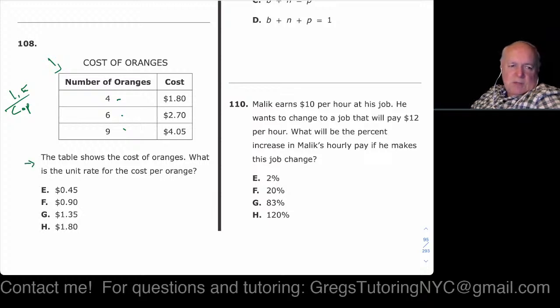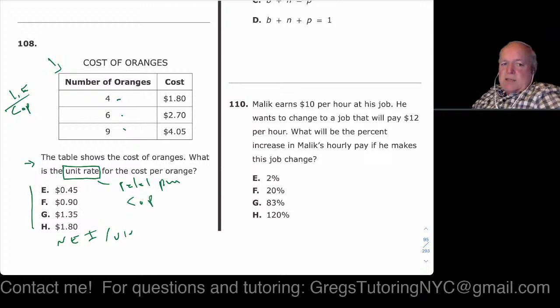The table shows the cost of oranges. What is the unit rate for the cost per orange? So there's a value in all the choices, and no choice says not enough information, or undefined. So that means because it told us unit rate, this is about a relational proportion or the constant of proportionality. They're telling us that, right? That's what unit rate means. There's going to be a constant of proportionality here. Otherwise, there's not a unit rate.